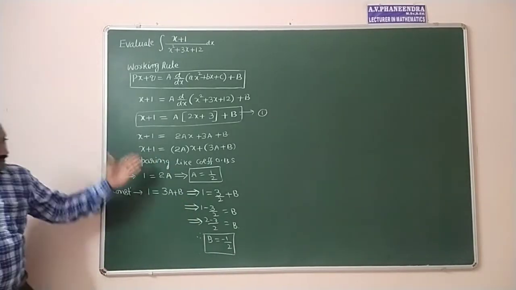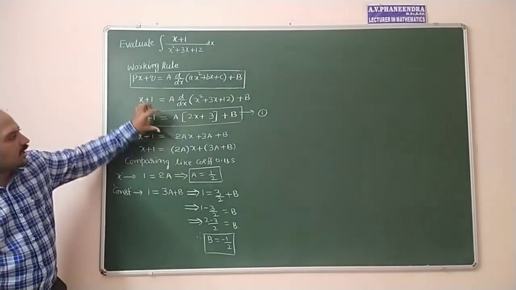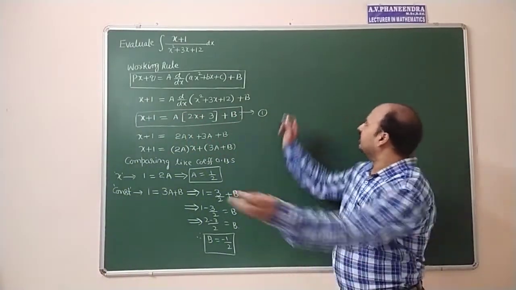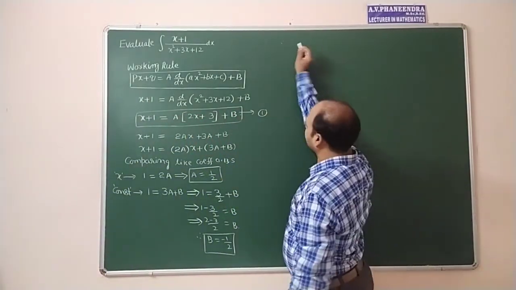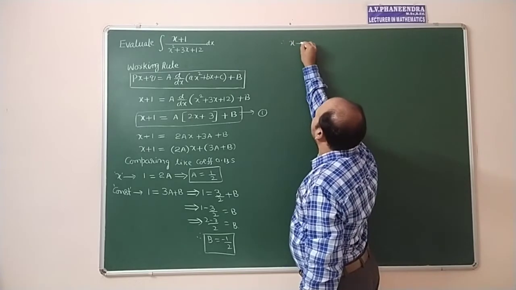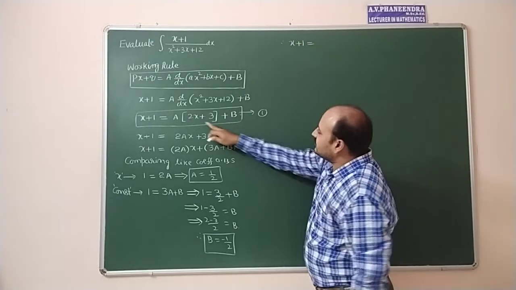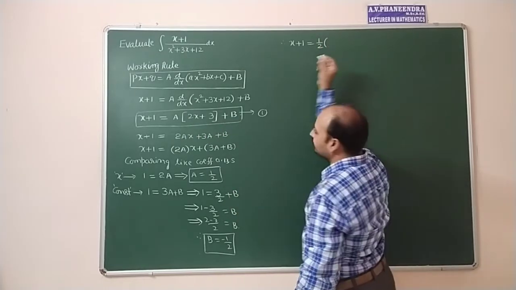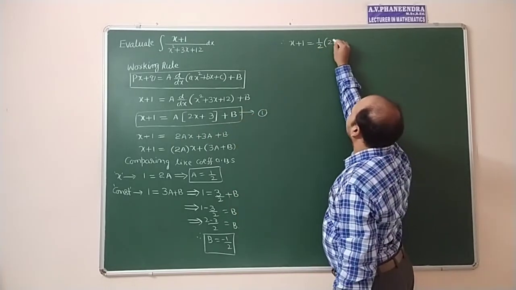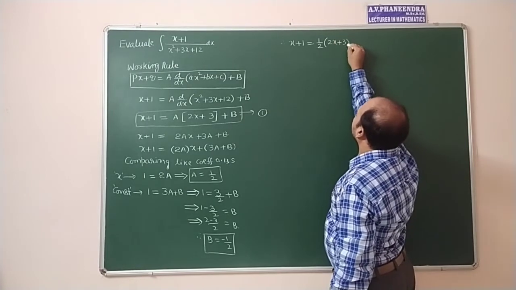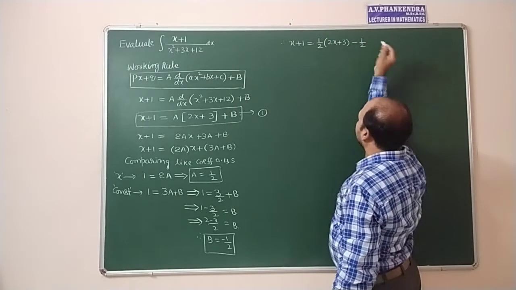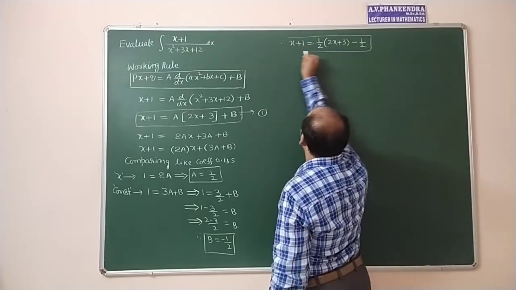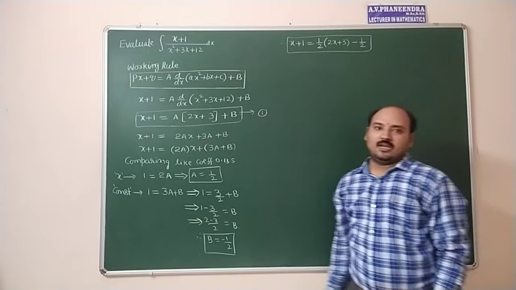After getting the values of A and B, substitute in equation 1. Therefore, x plus 1 is equal to, in place of A substitute 1 by 2, 1 by 2 into 2x plus 3, minus B value is 1 by 2. We got the value for equation 1. Now come to the given integral.